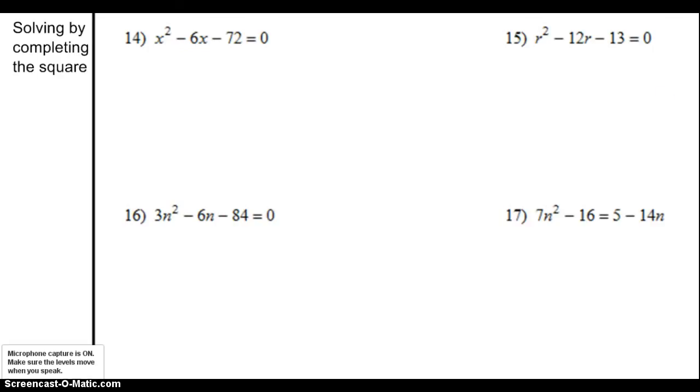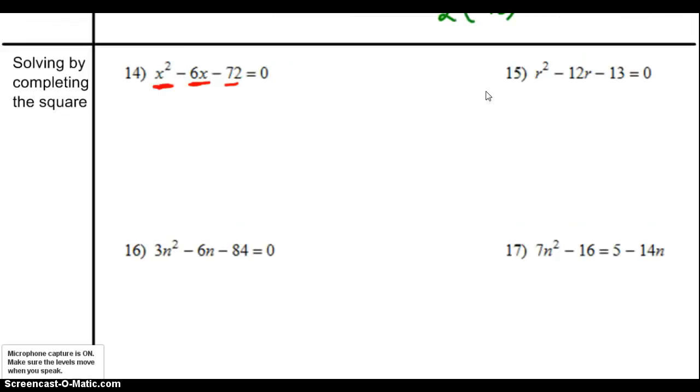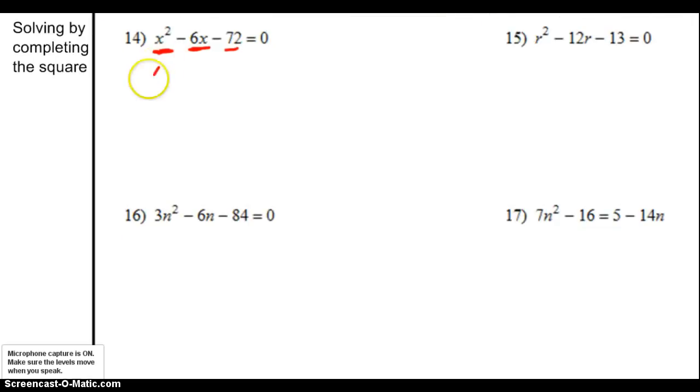Here's how it works. We have x squared minus 6x minus 72. Look at your first two terms, x squared minus 6x, and figure out what you'd have to add to those to have a perfect square trinomial. We've done one of these up above, where we had x squared plus 6x, and we realized we had to add 9. Remember, the middle term divided by 2, squared. So we're going to have to rewrite this as x squared minus 6x plus 9.